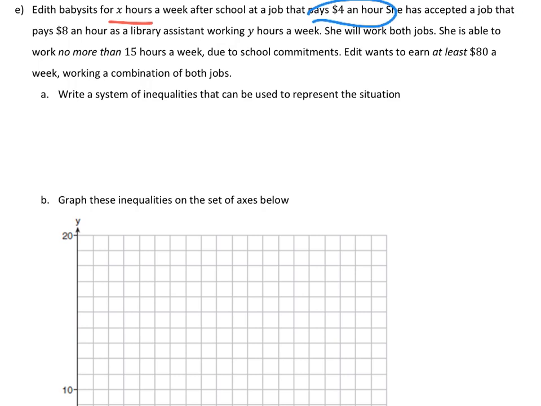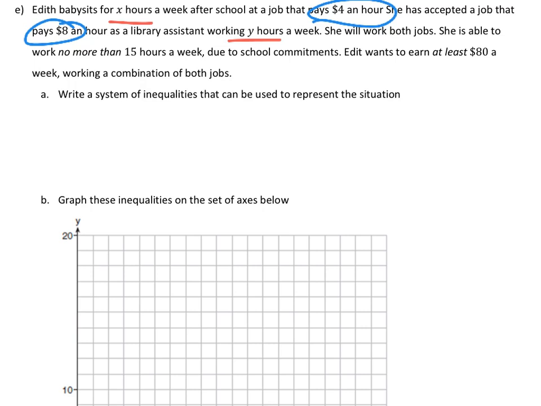She accepts a job that pays $8 an hour. And there's a second money information piece. As a library assistant working Y hours, there's my second variable, a week. She will work both jobs. Okay, so she's going to do both things. She's able to work no more than 15 hours a week.